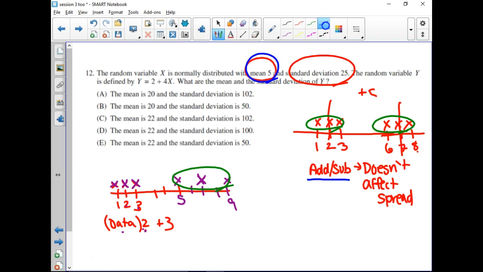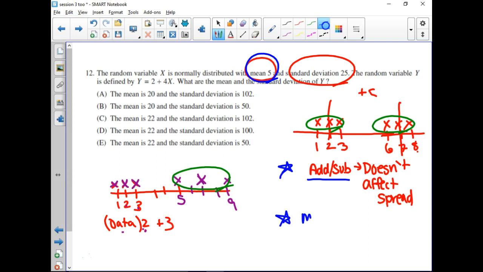Oh, now I'm messing it up, sorry. The spread also changed, right? So the spread is affected by multiplication. The center is affected by multiplication. Addition only changes the center. It does not affect the spread. Are we okay? Let me write it out. I have it written out okay here.